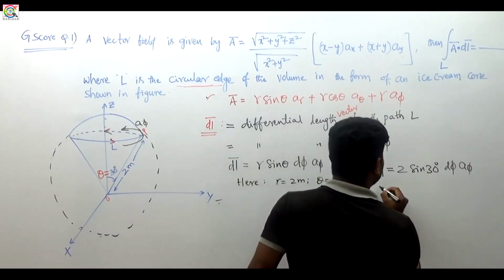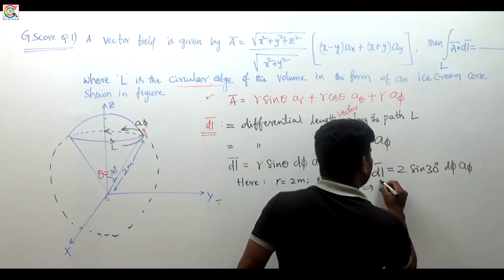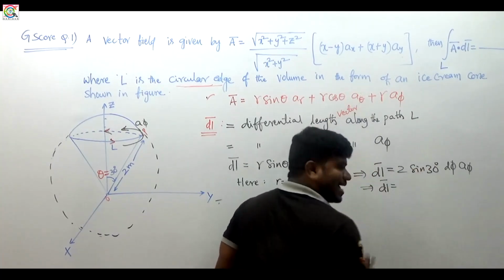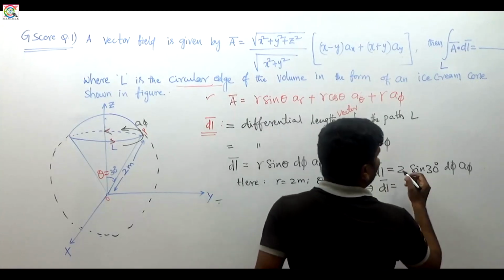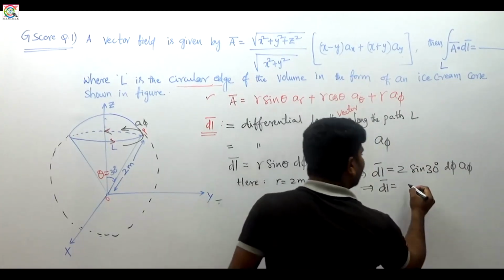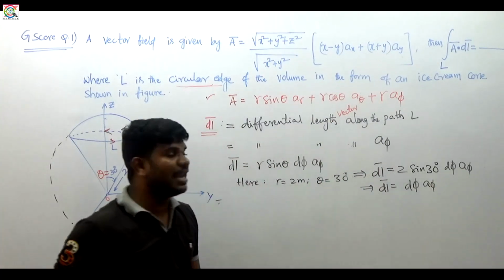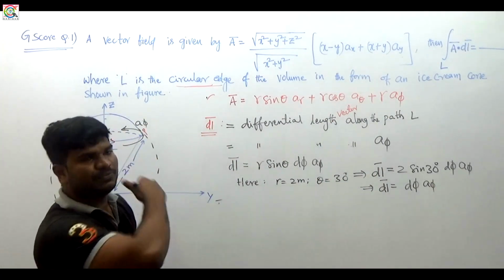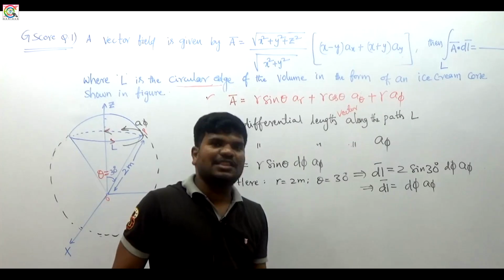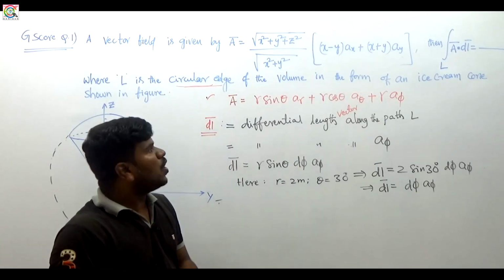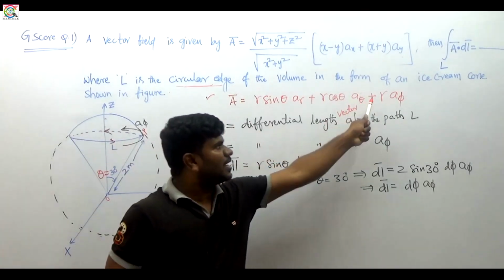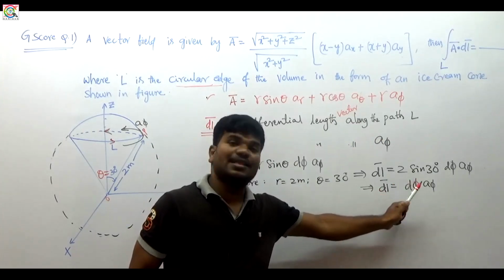Finally, I get dl bar equals 2 into sine 30, and 2 into sine 30 is 2 into 1 by 2, which is 1. So dl bar is d phi a_phi. This is the differential length vector along the given path. So I got A bar in the spherical system and also dl in the spherical system.